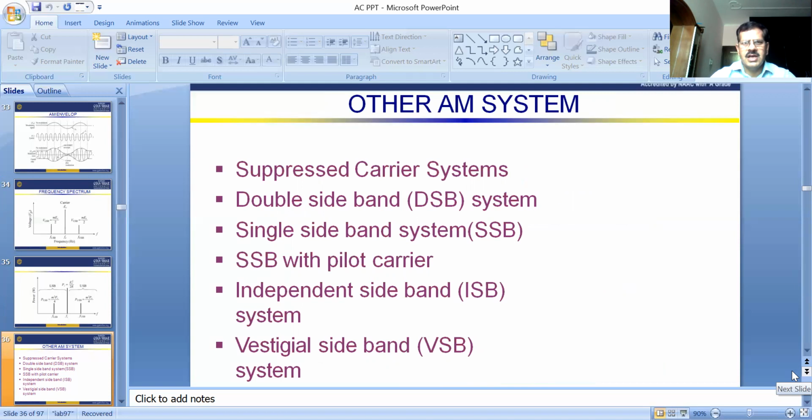Now we see the different other amplitude modulation systems which are generally used in the communication system field. First one is the suppressed carrier system. Next, the double sideband DSB system, then the single sideband system SSB, SSB with pilot carrier, the independent sideband ISB system, and the last one is the vestigial sideband VSB system. These are the other AM systems which are generally used in communication systems.